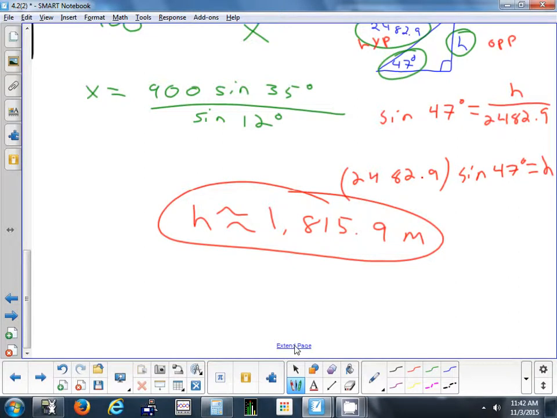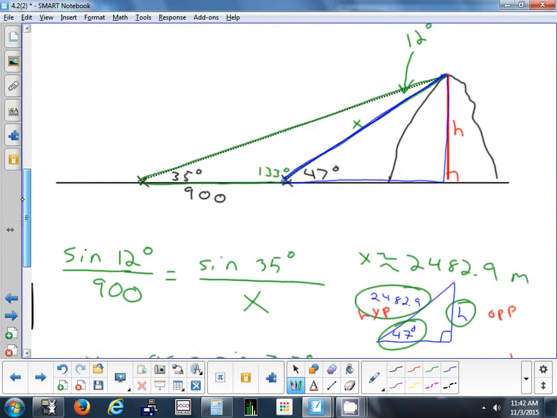Okay, definitely a little bit of a challenging problem because you had to do two things. You couldn't find the height you wanted right away. You had to find something else first. Okay. Any questions on that one?